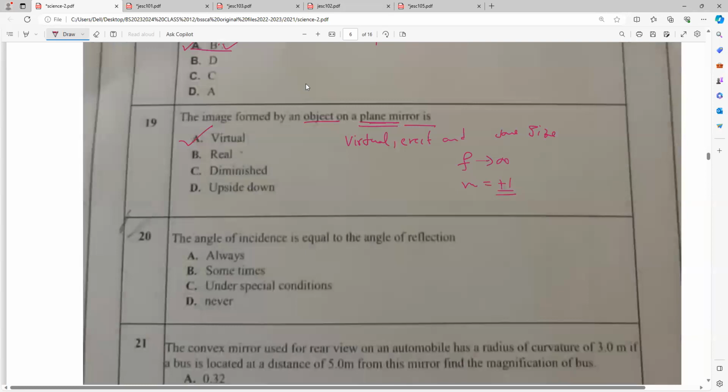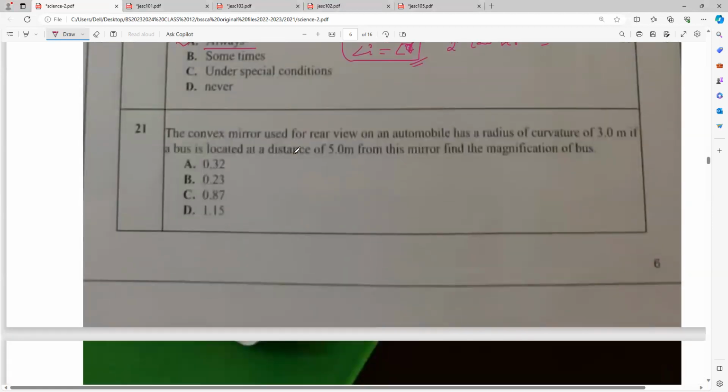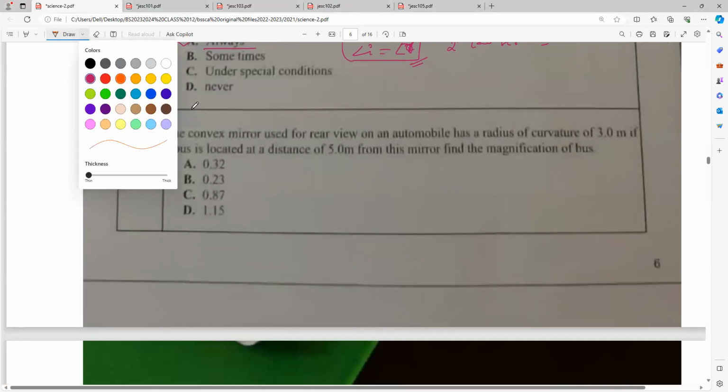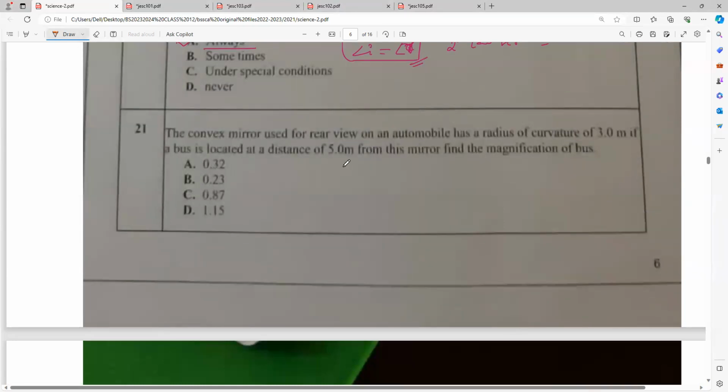Good. The angle of incidence is equal to the angle of reflection: always, sometimes, under special conditions, or never? For any kind of surface, the angle of incidence is always equal to the angle of reflection. This is true for any kind of surface. That is what you have to remember. That is the second law of reflection, so this law is always true. Even in the first page of the physics light chapter it is mentioned.